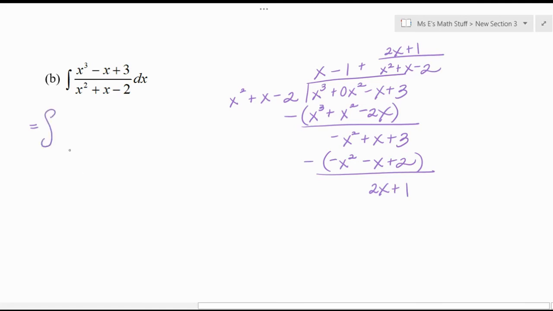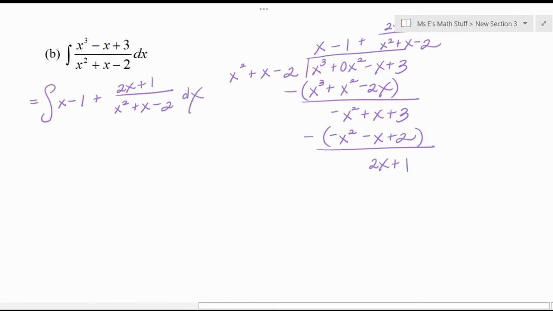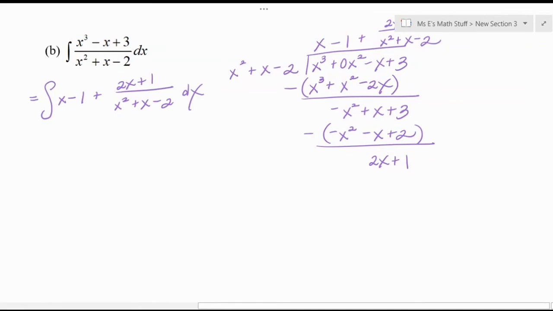We could rewrite this as x minus 1 plus 2x plus 1 over x squared plus x minus 2. Okay. Now from here, I'm going to split this into 3 integrals. So the antiderivative of x is x squared over 2. Antiderivative of 1 is x. And then I'm going to go ahead and just use a little dirtbag math on the last one, saying I promise I'll do it later.